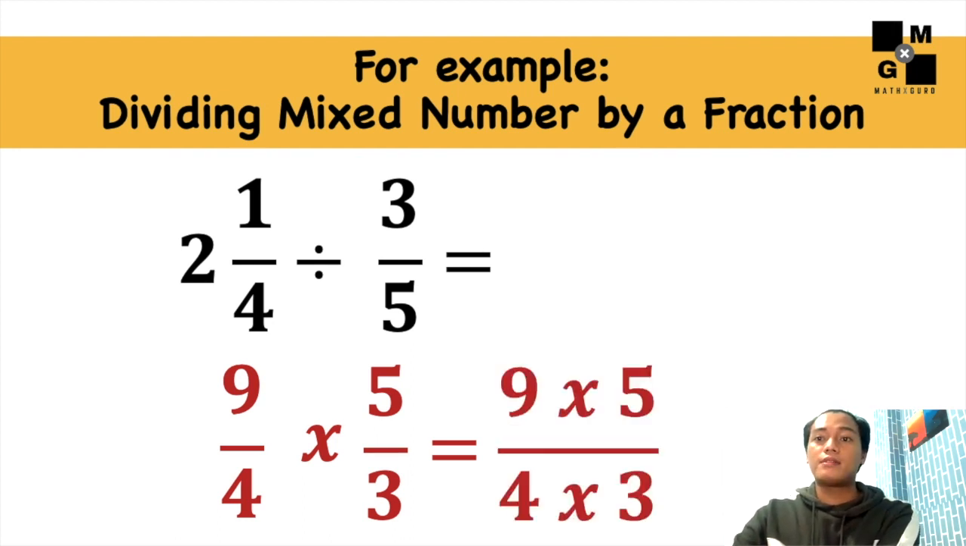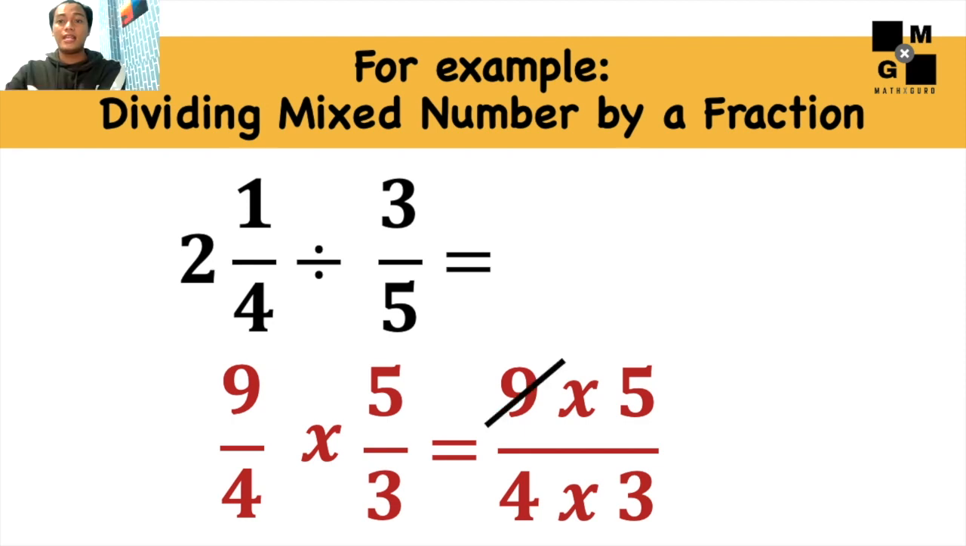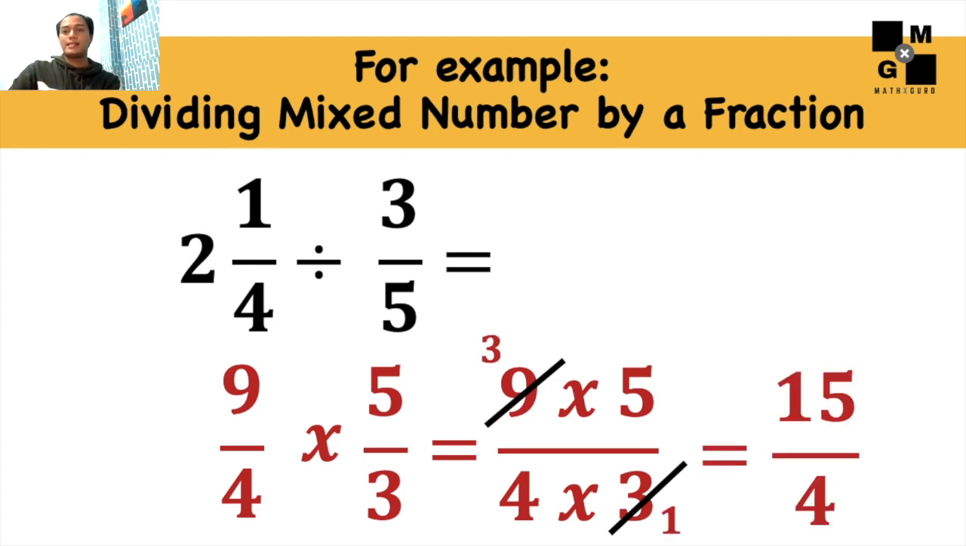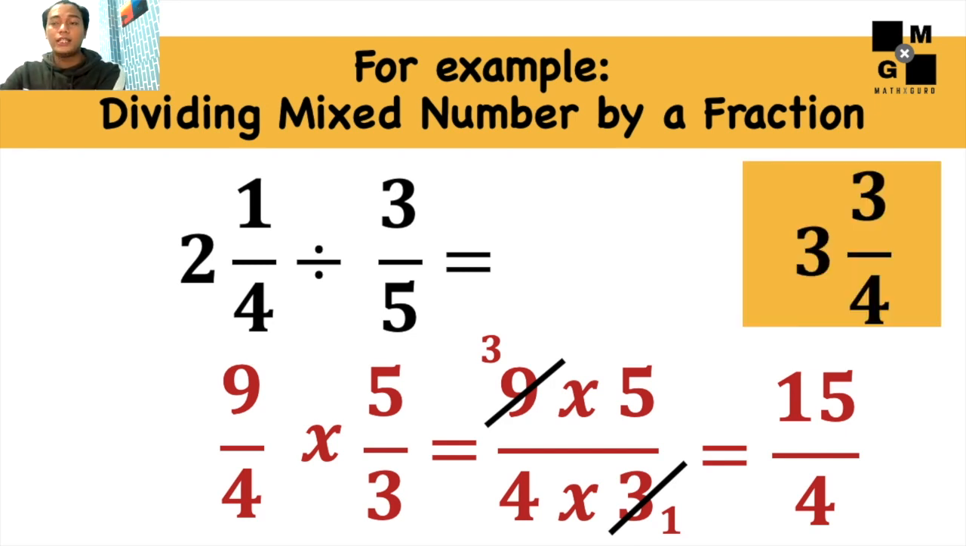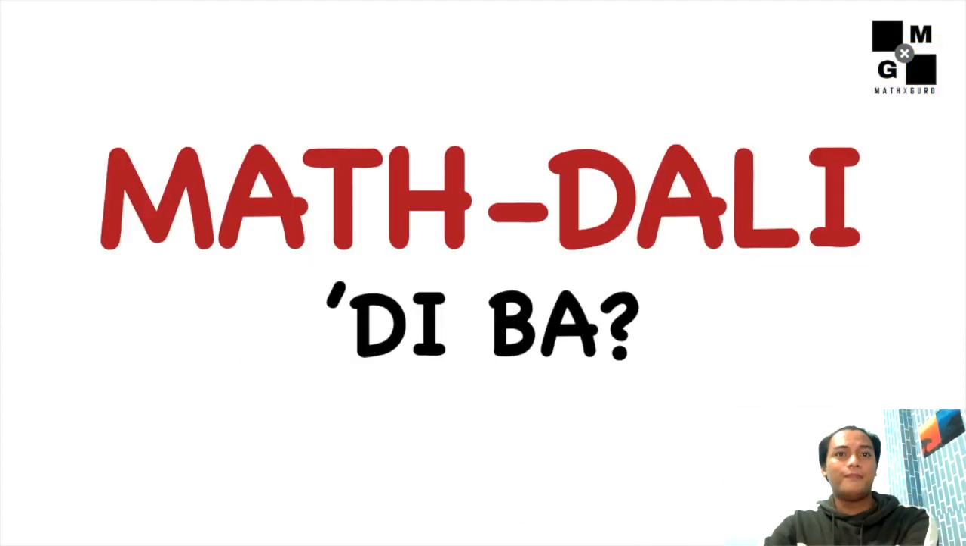So, 9 times 5. And then, 4 times 3. Okay? So, as you can see, you can apply cancellation. 9 will become 3, and then 3 will become 1. Okay. And then, let's multiply now the numerators. 3 times 5 will give you 15, and 4 times 1, it will give you 4. So, our answer will be 15/4. Or, it can be written as a mixed number 3 and 3/4. That's it. Madali, di ba?